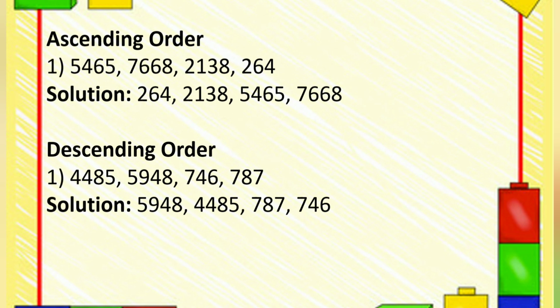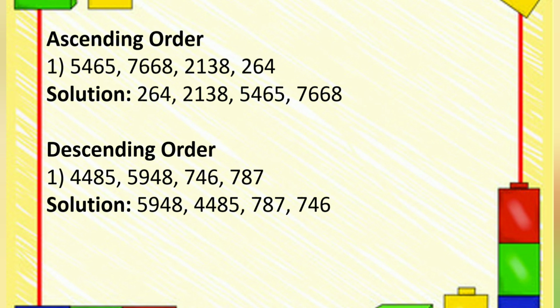Ascending order. Ascending order means arrangement from the smallest to the greatest. Example: 5465, 7668, 2138, 264. Now solution. First you have to write the smallest number, that is 264. Then 2138. After that 5465 and 7668.